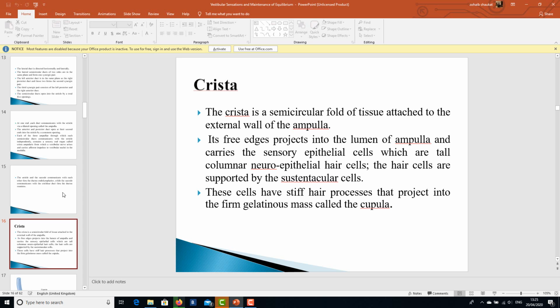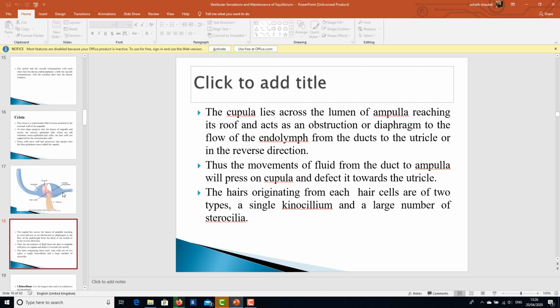These cells have stiff hair processes that project into the firm gelatinous cupula, which lies across the lumen of the ampulla, reaching its roof, and acts as an obstruction or diaphragm to the flow of endolymph from the ducts to the utricle or in the reverse direction. Thus, the movement of fluid from the duct to the ampulla will press on the cupula and deflect it towards the utricle. The hairs originating from each hair cell are of two types, a single kinocilium and a large number of stereocilia.